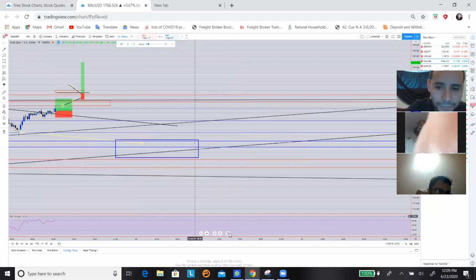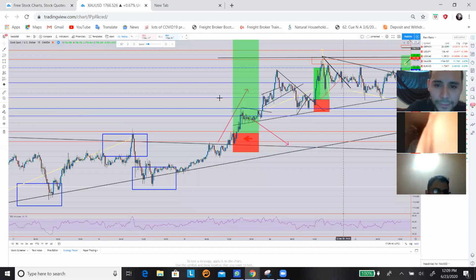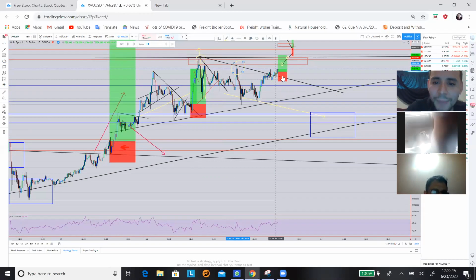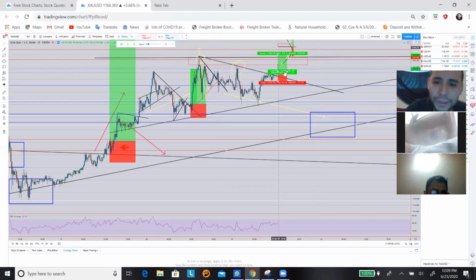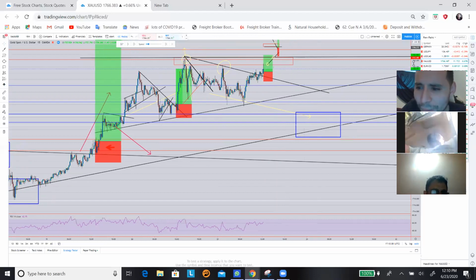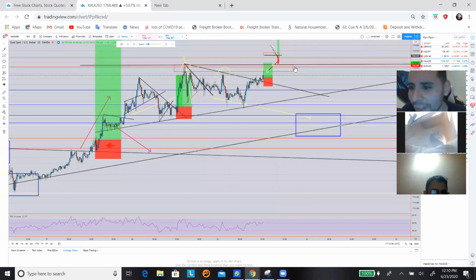You see that? We broke out of this. One, two, three. Then it came back up and closed above now, right? Boom. Lower time frame. I took this buy all the way up to this 1763, right? Which is what we talked about today, actually. So that's where I took this buy right here.